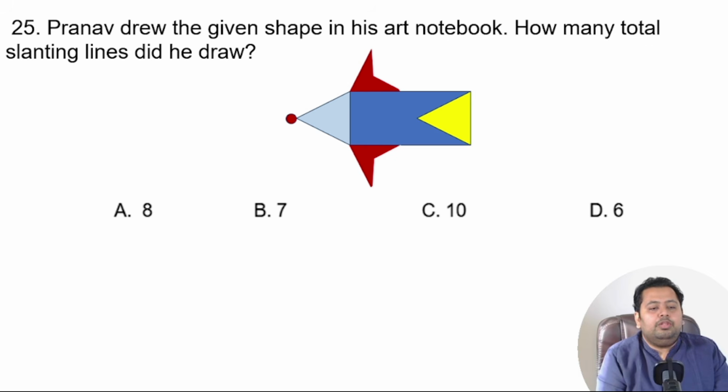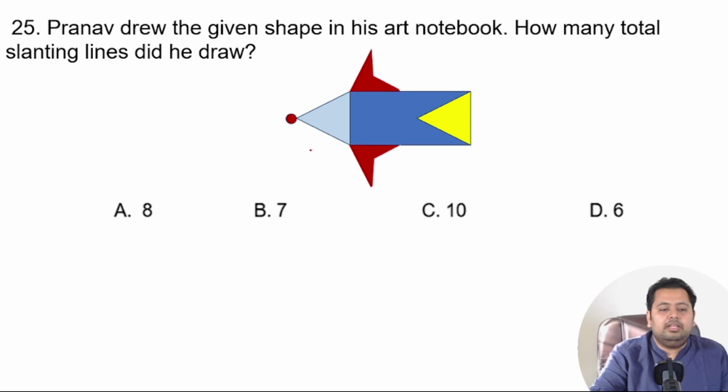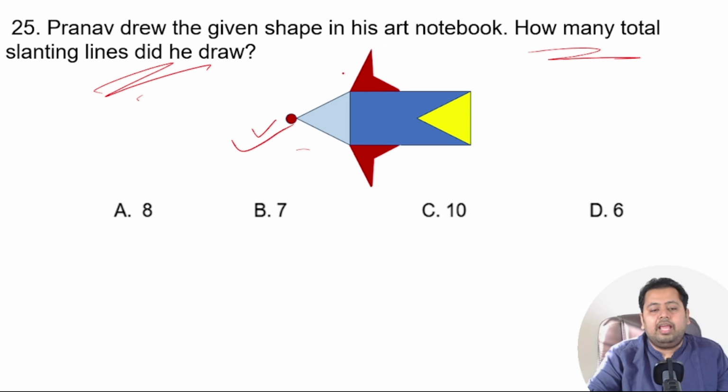Now, Pranav drew the given figure in his art notebook. How many total slanting lines did he draw? This is a figure that you can see in the art notebook. How many total slanting lines can you see in this figure? Again, give yourself some time. We meet the other side.